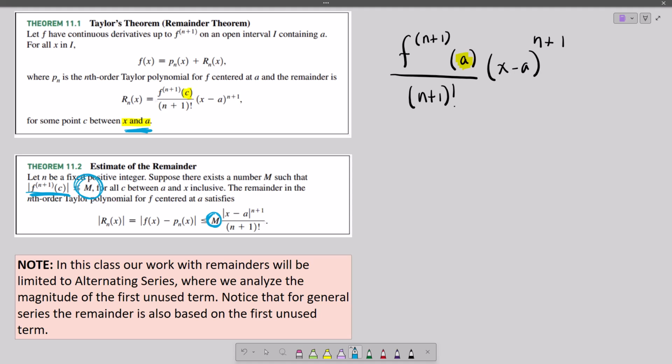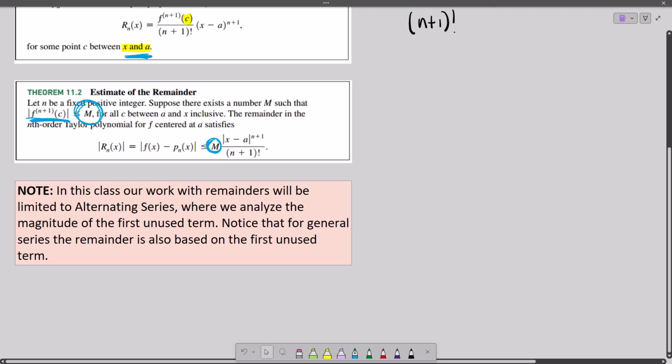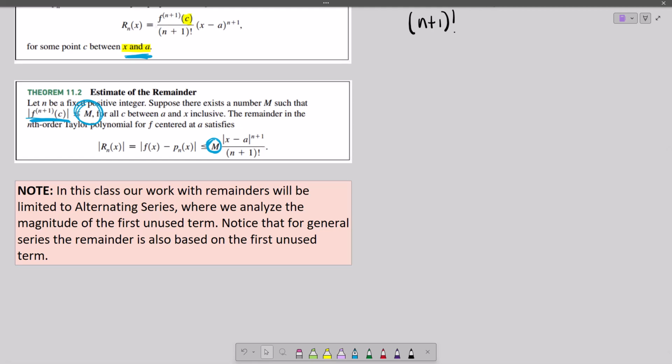But same idea here. Now, this process is super tedious. I will not test you on this. We're talking about it. There are some problems in MyMathLab that have to do with this idea. But you won't be tested on this because it can be very time consuming. It's very technical.